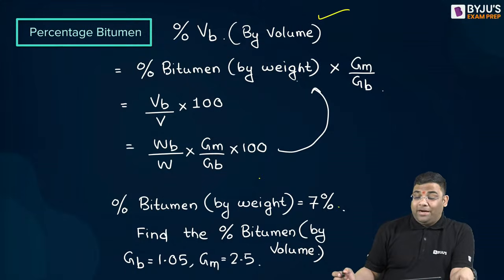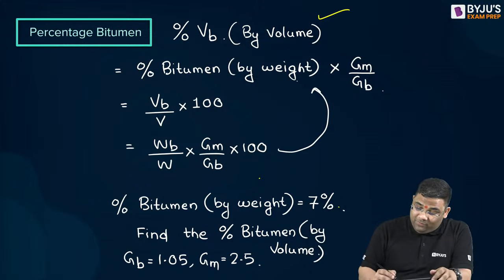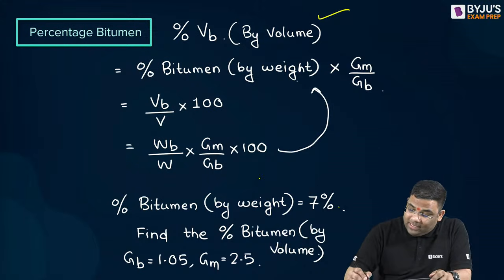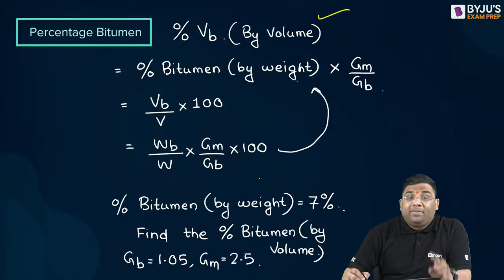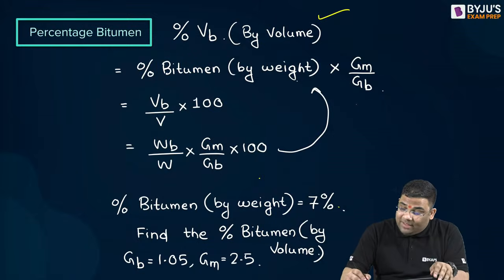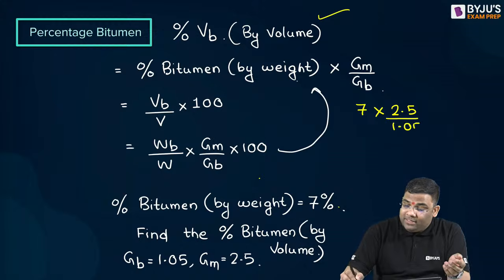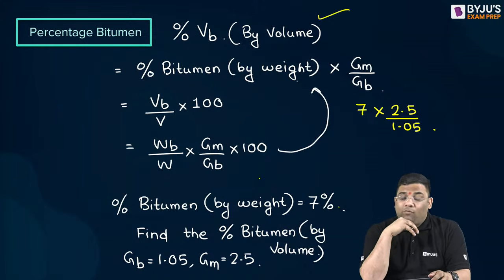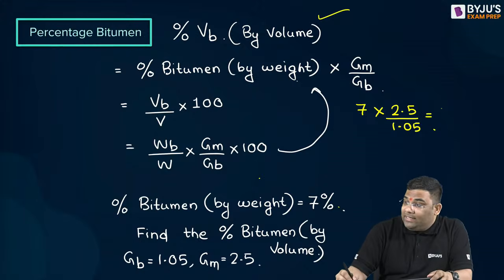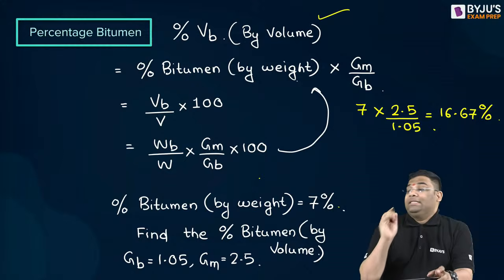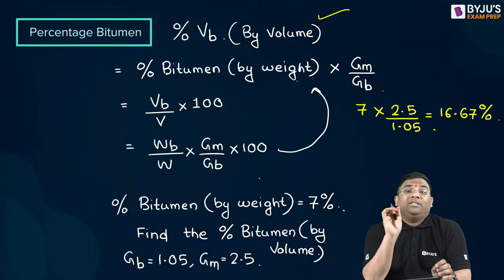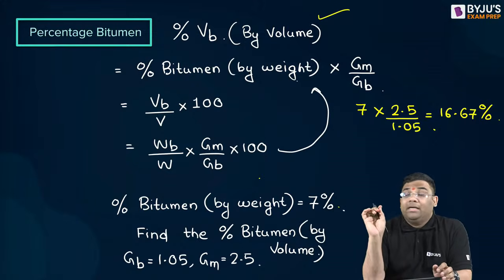Getting 16.67? Getting how much? 16.67, right? Simply what I did, it is percentage bitumen by weight, 7%, into GM is 2.5 and GB is 1.05. GB is what? 1.05. So this is how much? You're getting 16.67%. Understood everyone?